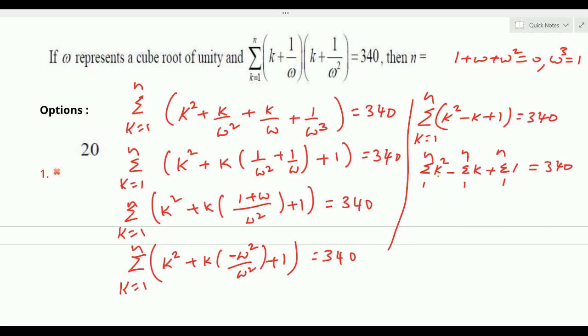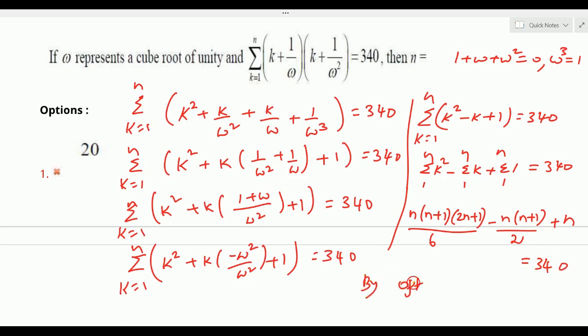ఇప్పుడు ఫస్ట్ టర్మ్ ఫార్ములా ఏంటి? k స్క్వేర్ అప్ టు n కాబట్టి n ఇంటూ n ప్లస్ 1 ఇంటూ 2n ప్లస్ 1 బై 6. ఇది ఫార్ములా, సిగ్మా k స్క్వేర్ మైనస్ సిగ్మా k అంటే n ఇంటూ n ప్లస్ 1 బై 2, అండ్ సిగ్మా 1 ఈజ్ n అప్ టు n టర్మ్స్ కాబట్టి 340కి ఈక్వల్ కావాలి. ఇక్కడ మనం n వాల్యూని బై ద ఆప్షన్స్ వెరిఫికేషన్ చేస్తాం. బై ఆప్షన్స్ వెరిఫికేషన్ చేస్తే క్యాలిక్యులేషన్ సమ్వాట్ ఈజీ, ఎందుకంటే ఇక్కడ n క్యూబ్ మళ్ళీ ఫ్యాక్టరైజేషన్ చేయడం మీకు డిఫికల్ట్ అయిపోతుంది.